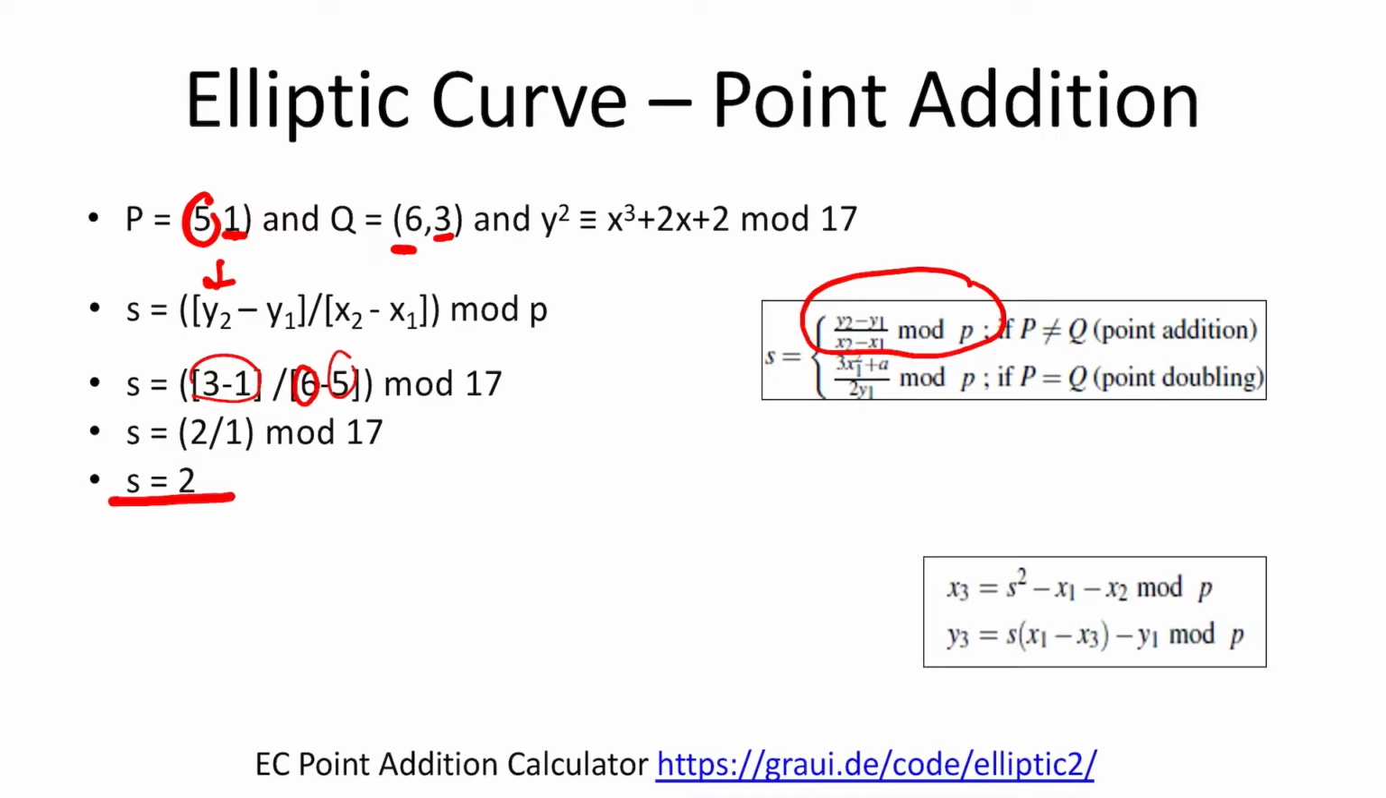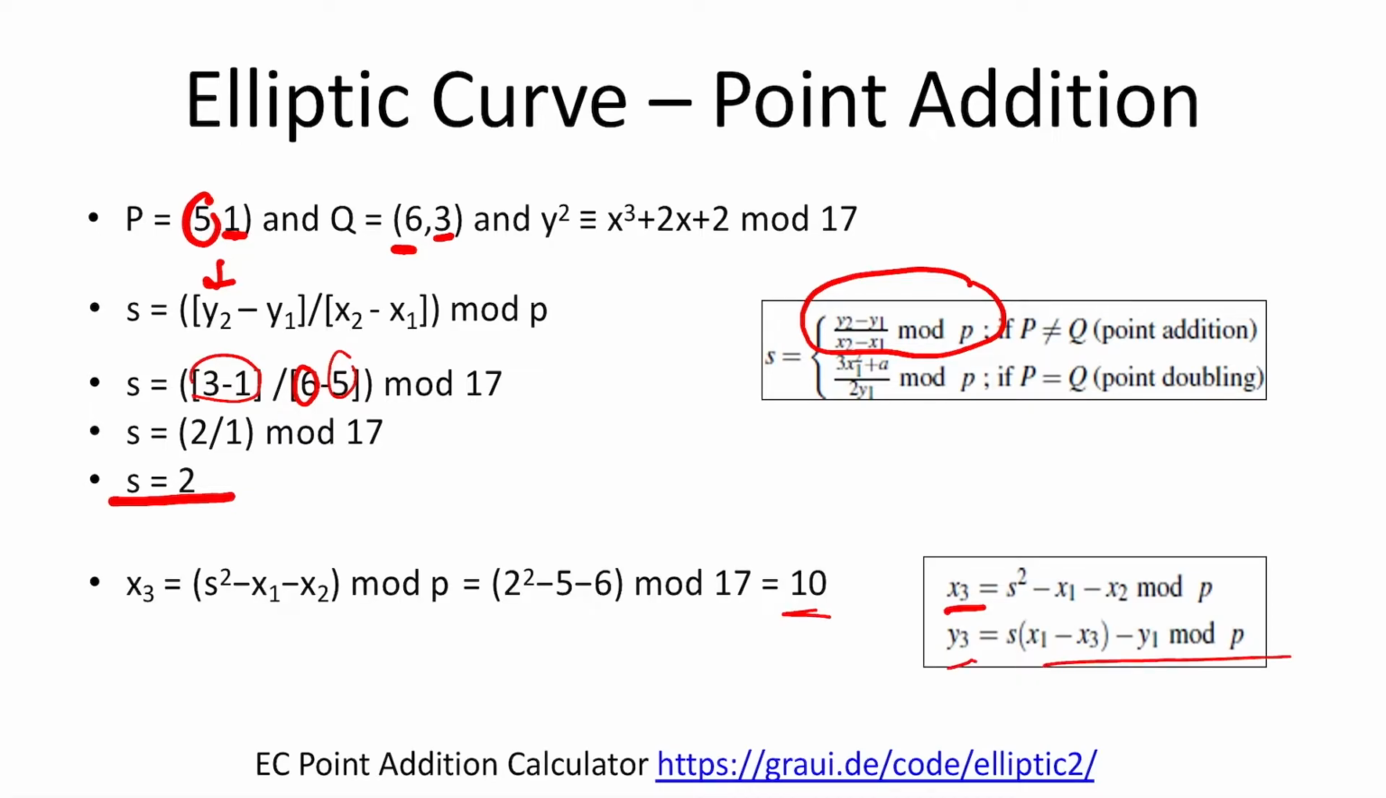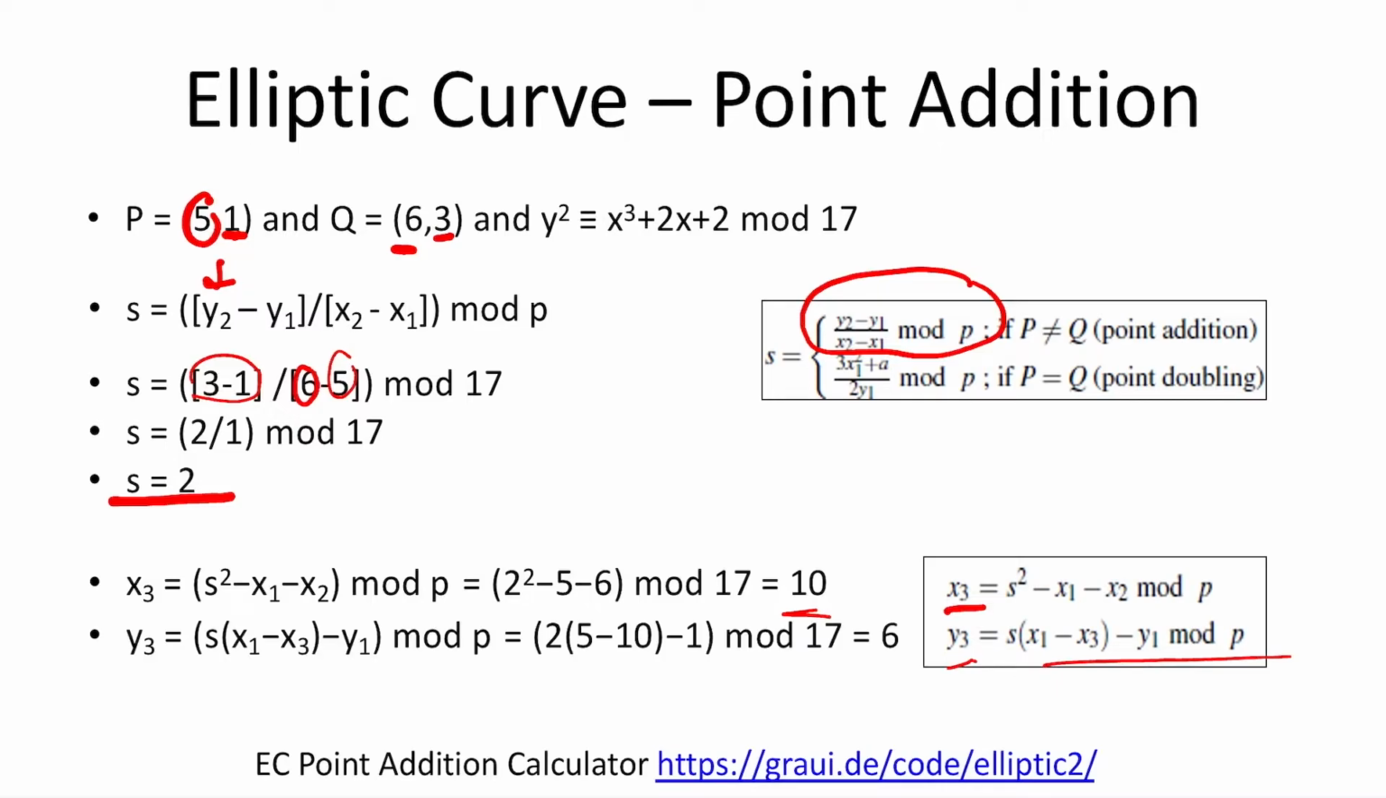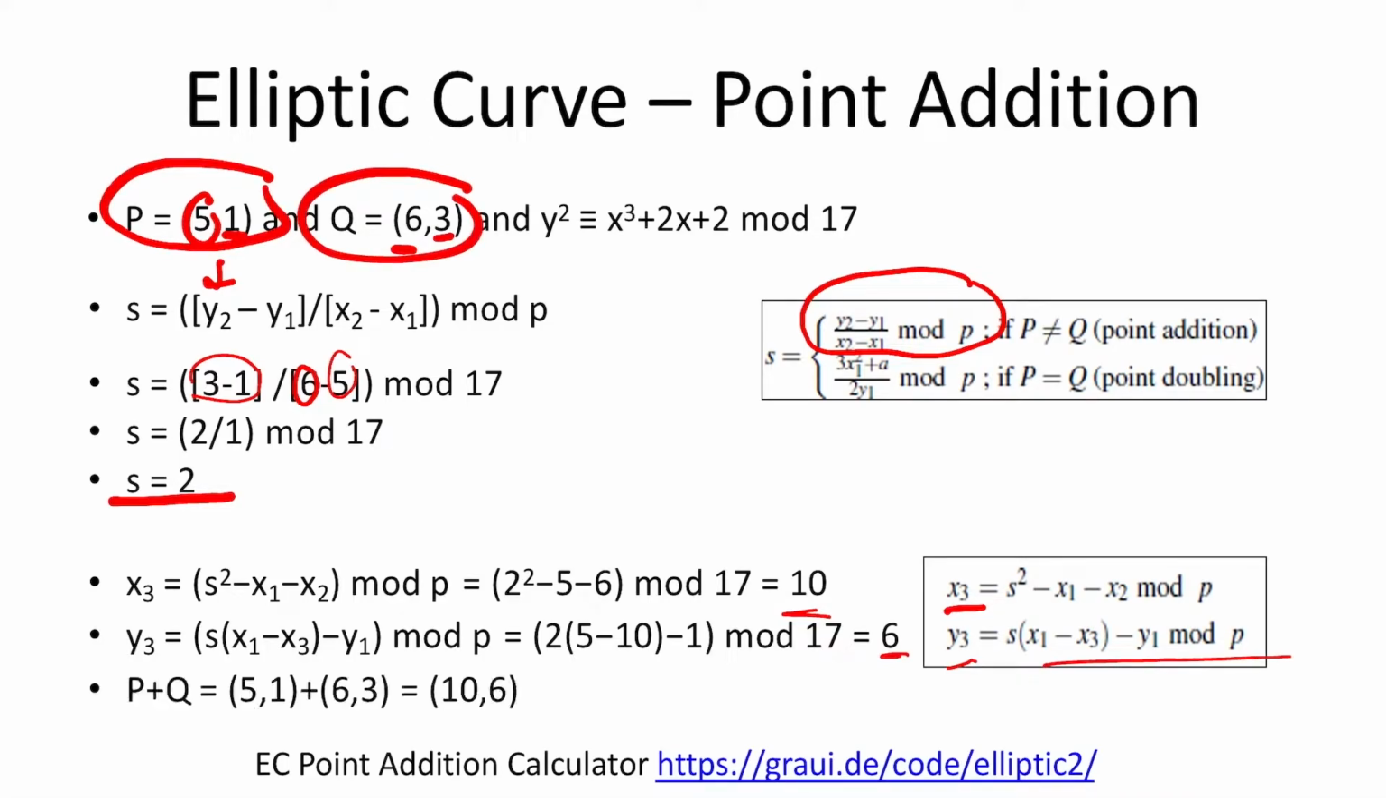Now once we have S, we will plug it into these formulas to get our resultant point. First, we will get x3. So x3 is equal to 10. We will then find y3 using this formula. This will give us 6. So our resultant point from adding P and Q is (10, 6).